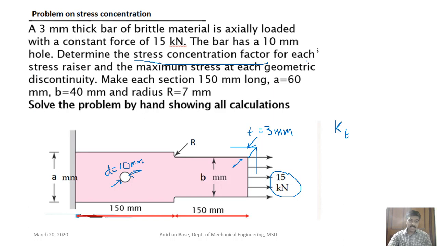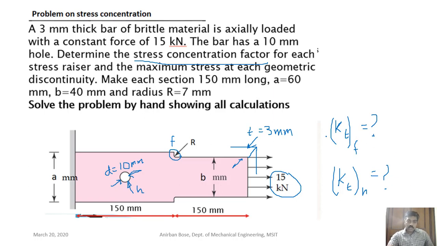What do we mean by each stress riser? There are two kinds of stress riser. One is the fillet, and another one is the hole. So for the fillet, you have to find out the KT value, and you also have to find out the stress concentration factor value for the hole. So this is the first part of the problem. Okay, so let us try to solve this one.